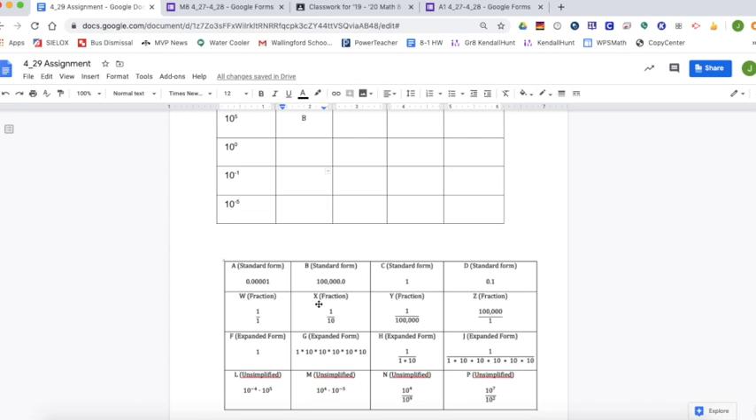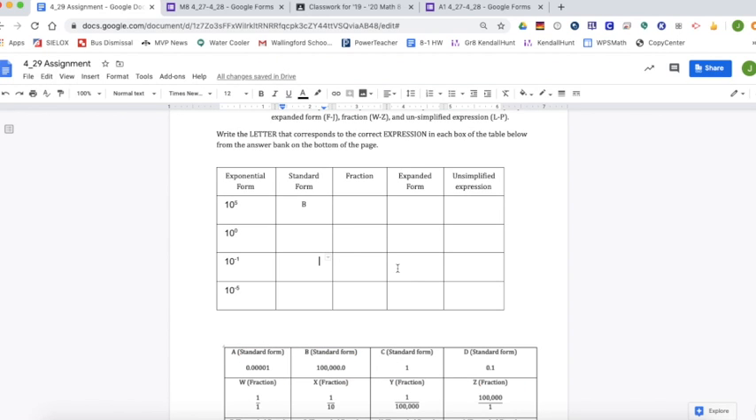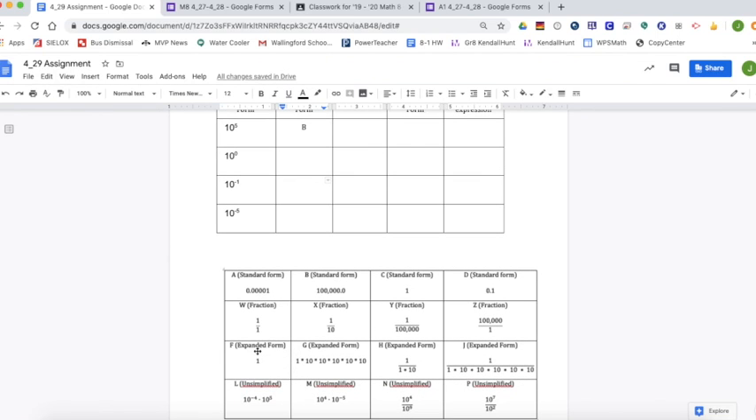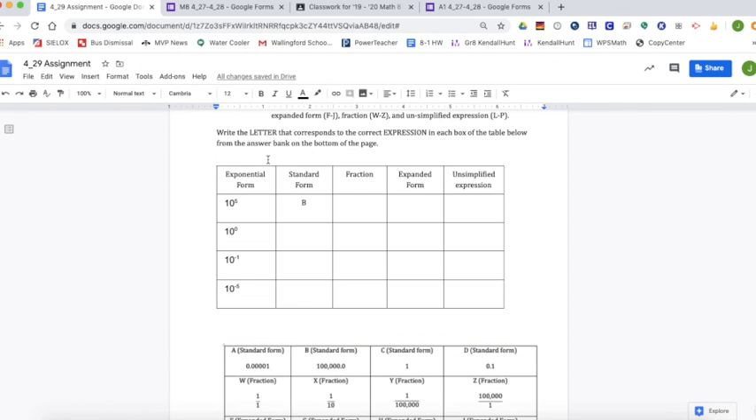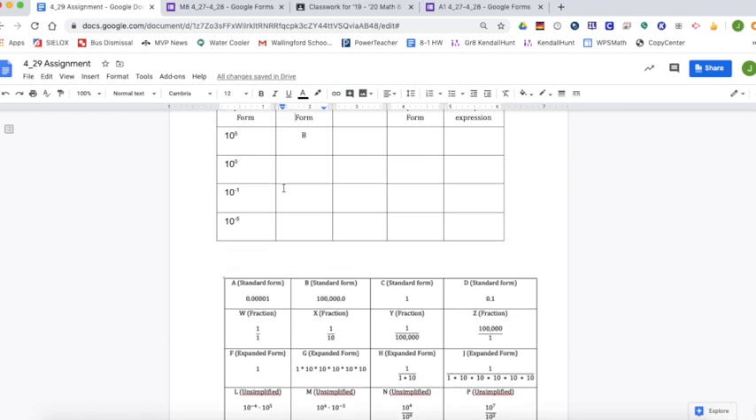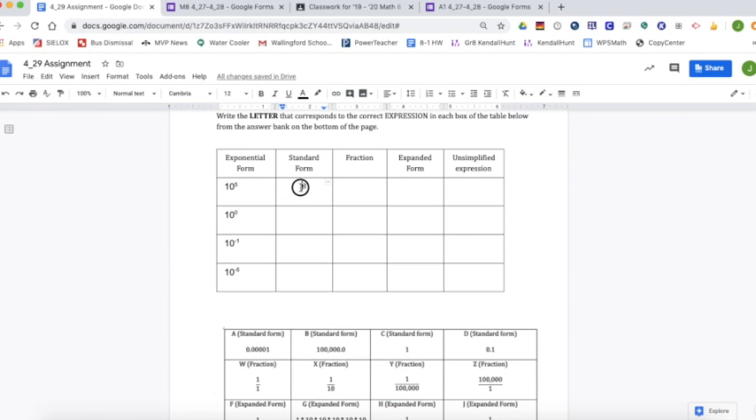And then for expanded form, you want to figure out, for my third column, which of these is the expanded form version. So expanded form is all of these, and you have to sort them all. And down here we have unsimplified expressions, so it's a little more difficult. Which of these expressions actually gets us over here? So you're done when all the letters are filled in, all 16 letters in the right place. Write the letter; you don't have to write the whole expression or the fraction. To make it easier, I give the letters for you. Hope that helps simplify things on your end.